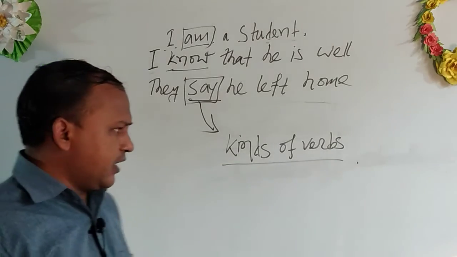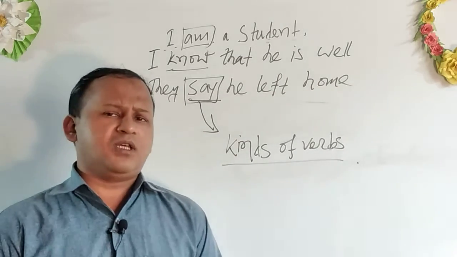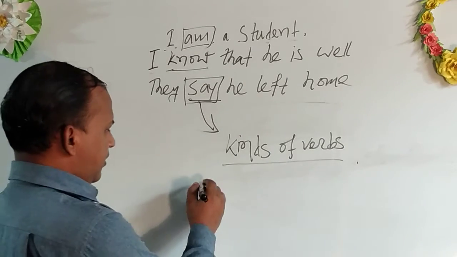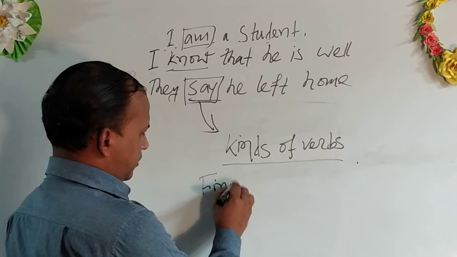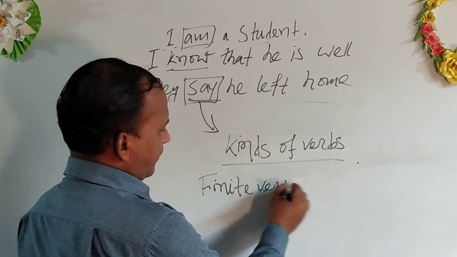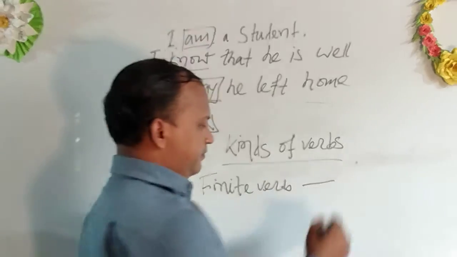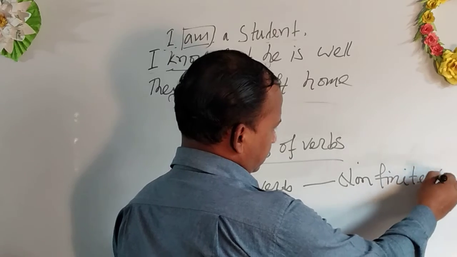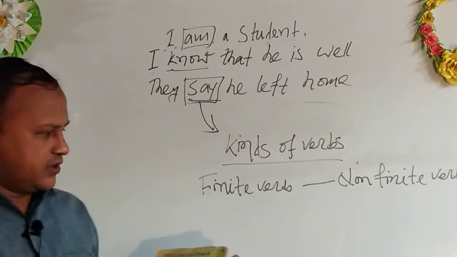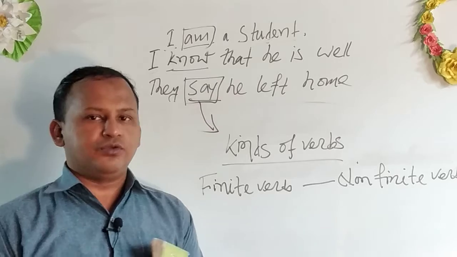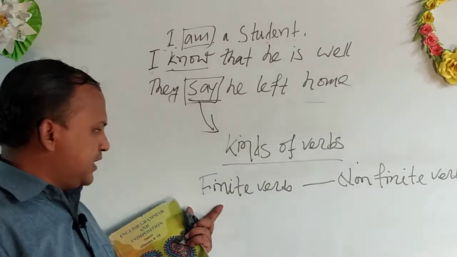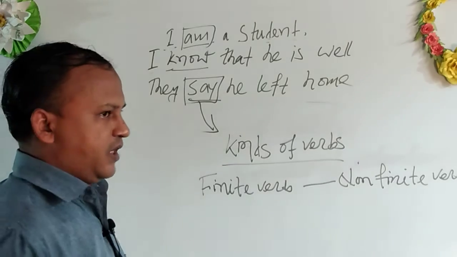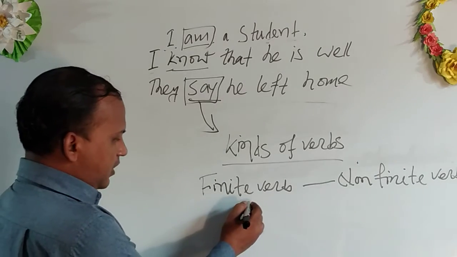Have a look, please. You know that verbs have two kinds, such as finite verb and non-finite verb. Here are the two kinds of verb: the finite verbs and non-finite verbs. We also discuss the various types of verbs, such as the finite verbs, which have two parts.